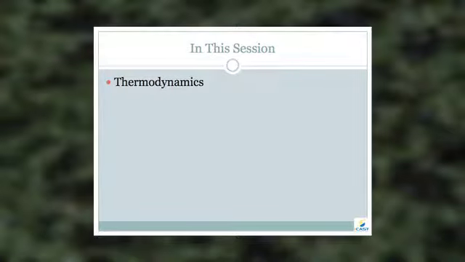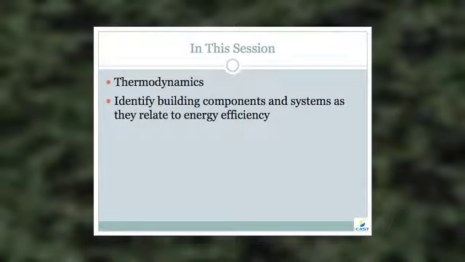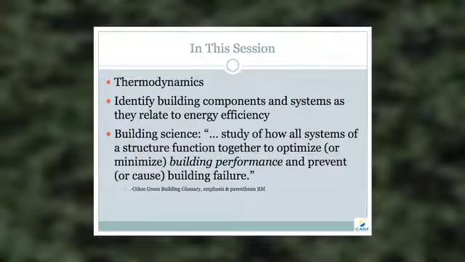We're going to talk about thermodynamics. It's not getting into a physics class, but we're going to talk about some of the basic concepts of thermodynamics and how that relates to energy efficiency. We're going to talk about building science, what it is. It's the study of how all systems of a structure function together to optimize or minimize building performance and prevent or cause building failure. When I'm talking about building failure, what am I talking about?